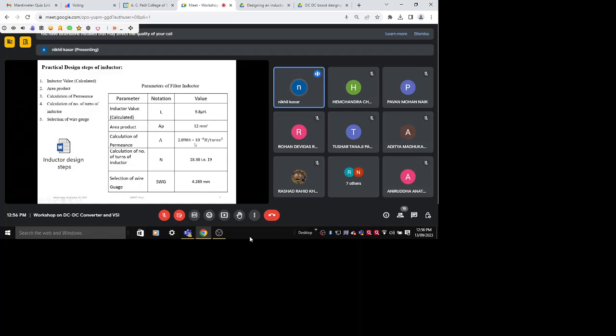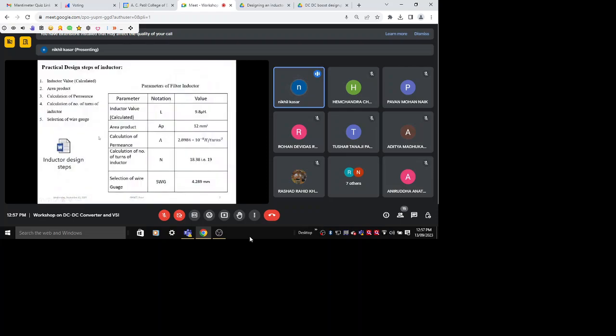And which gauge of conductor do we have to buy from the market? That is, the SWG value is 13 and its diameter, or its value in millimeter, is 4.289 millimeter. SWG is 13.